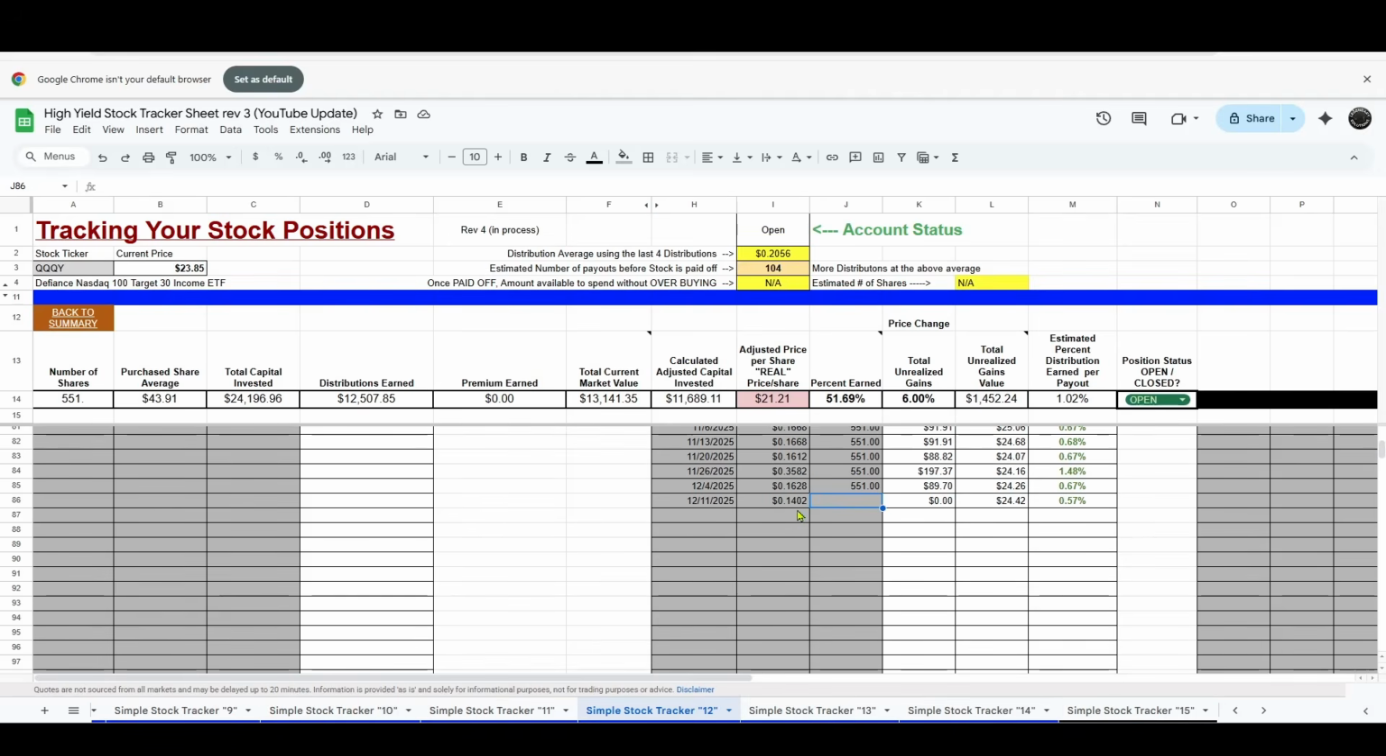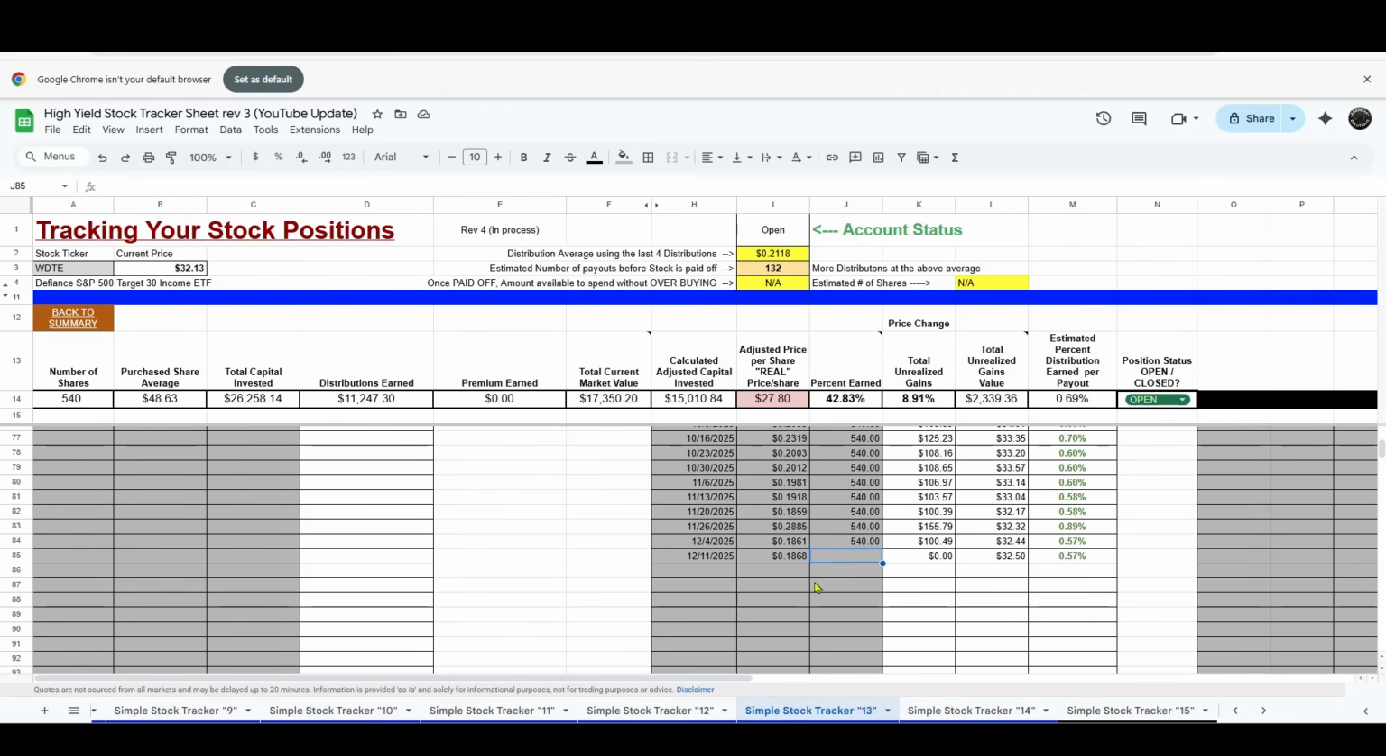QQQY will pay out 14 cents. And I have a total of 551 shares. So my real price per share of $21.21 now becomes $21.07. Current price of $23.85 means if I were to sell all my shares at the current price, I'm going to clear $1,529. Another win. WDTE will pay out 18 cents, and I have a total of 540 shares.